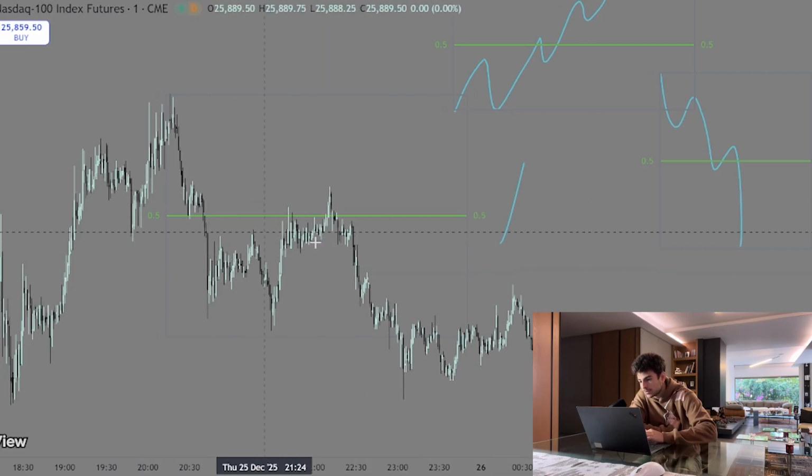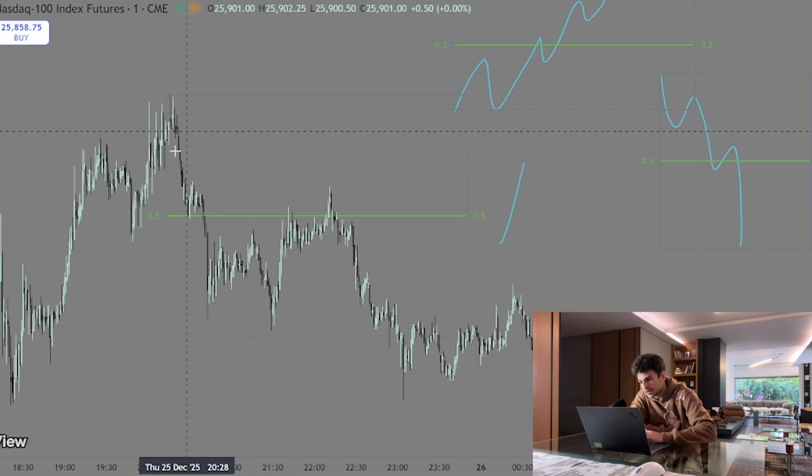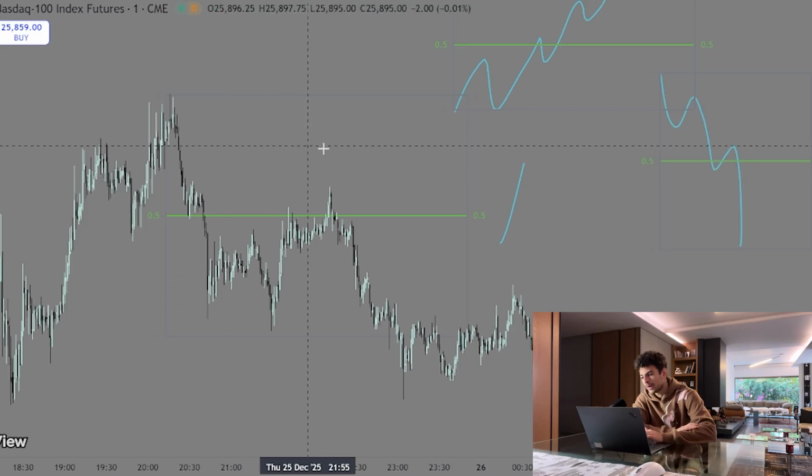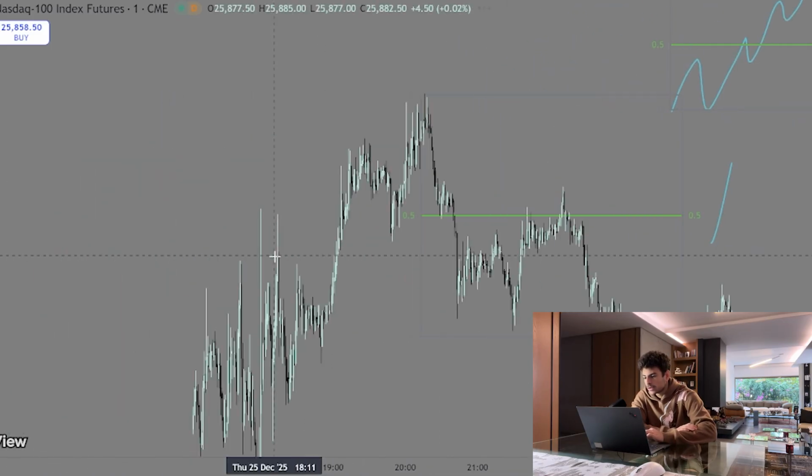Why? Because we wanted to fill the discount zone. In this case, it's this bearish, it's the upper half, the 0 to 0.5. Boom, we went into the discount and then we dropped. Very simple. Let's find another example.